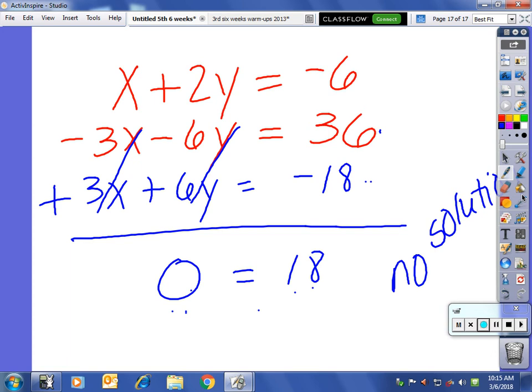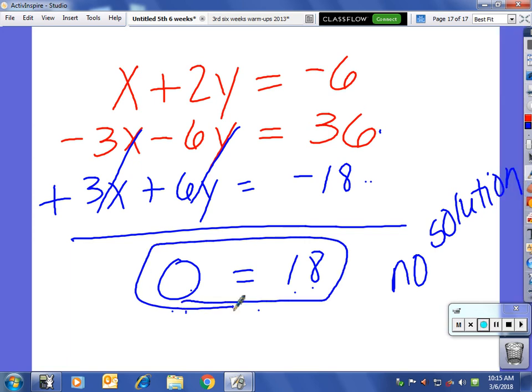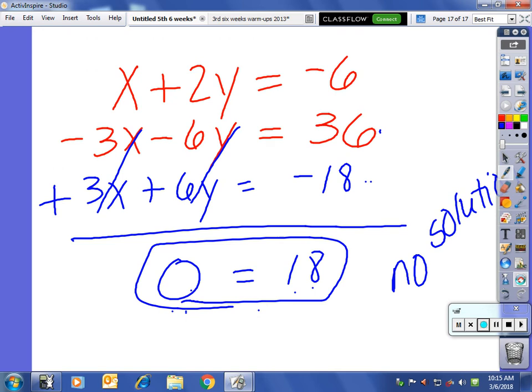They do not intersect. Because I was left with everything canceled and I was left with something that is not true. That means they were parallel. If you put them in slope-intercept form, they're going to have the same slope. They will not intersect. All right, now try this one, please.